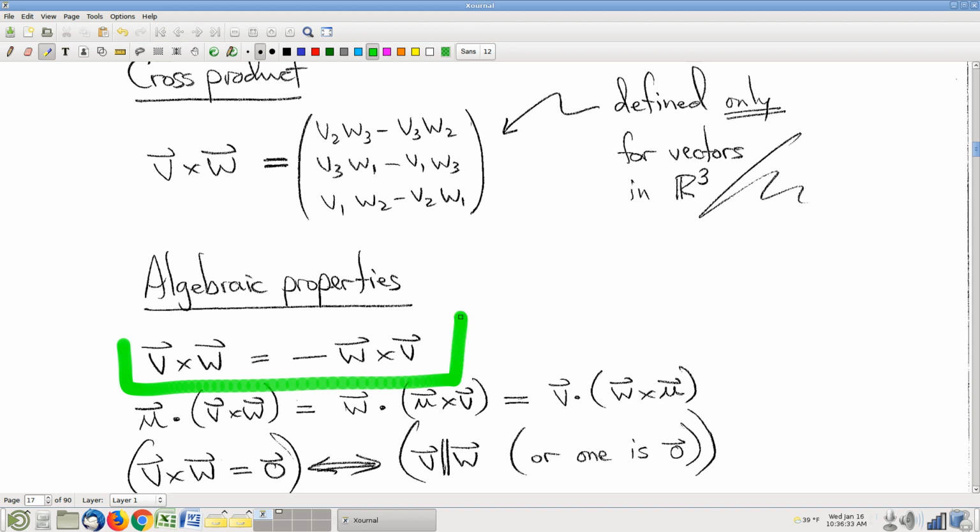The cross product, it's a product in a way, and in certain senses, but it's not commutative. Easily checked. Just write down the formula for W cross V, follow the formula above, but put the W's before the V's, and you don't get the same thing. You get the exact negative. So you've got to be careful going forward on this.